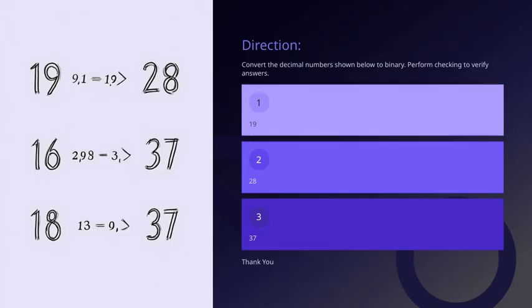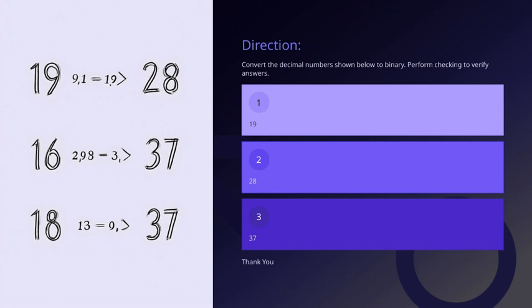All right, now let's put our knowledge into practice by converting these decimal numbers into binary. We'll start with 1. When we convert 1 to binary, it's simply 1. Next, 19 becomes 10011 in binary. For 2, it's quite straightforward, just 10. Moving on to 28, which converts to 11100. And finally, 37 translates into 100101.